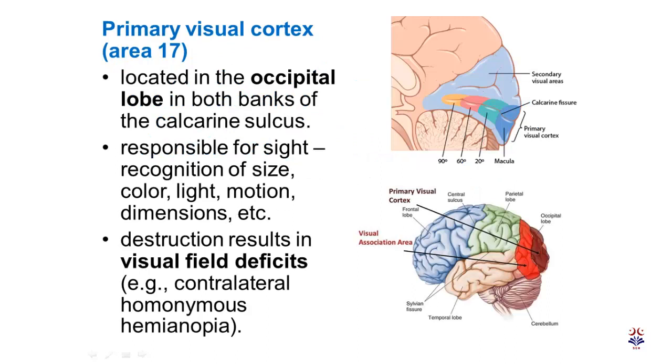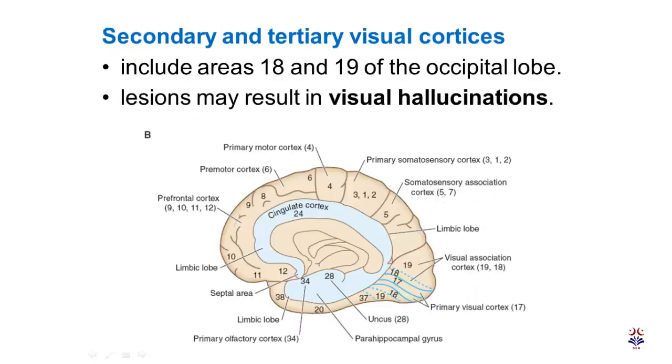Next is the primary visual cortex, area 17. It is located in the occipital lobe. This is the occipital lobe, and it is responsible for sight recognition. In sight, we recognize the size of things, color, light, motion, and dimension, etc. Destruction of this area results in visual field deficit, for example, contralateral homonymous hemianopia. This is the primary visual cortex, area 17.